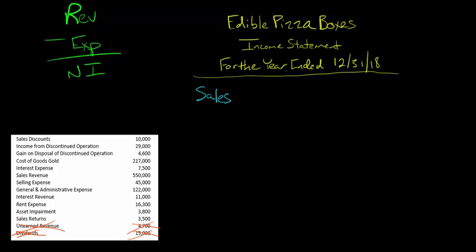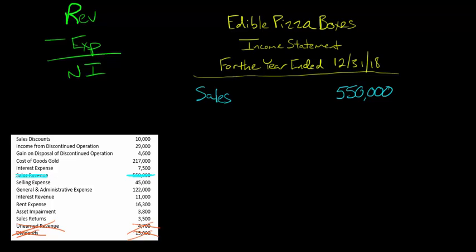Now where is our gross sales here? Sales revenue. That sounds like gross sales. So we've got $550,000. So we're going to say $550,000 of sales. We're going to cross that off. Now we know we've done it.